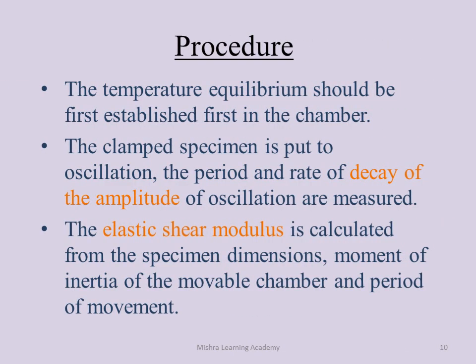Now the procedure. The temperature equilibrium should first be established in the chamber. Then the clamped specimen is put to oscillation. The period and the rate of decay of the amplitude of the oscillation are measured. The elastic shear modulus is calculated from the specimen dimensions, moment of inertia of the movable member and period of movement.